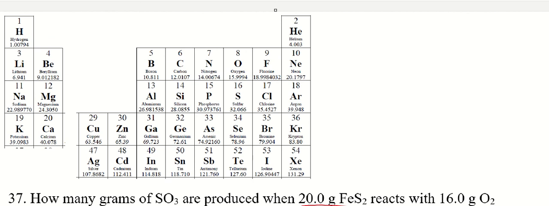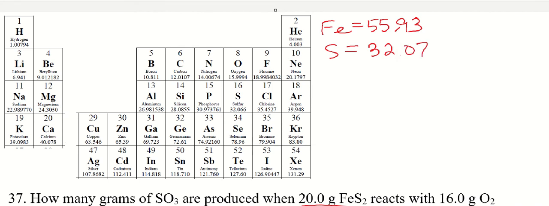It's not even on my periodic table. All right, so I'm gonna look this up. Gotta find the periodic table. Here it is. Fe is 55.93. All right, and there's 2 sulfurs. Sulfur's there, so 32.07. Just going 4 digits because I'm gonna have to round to 3 times 2. 64.14. Let's add them up.